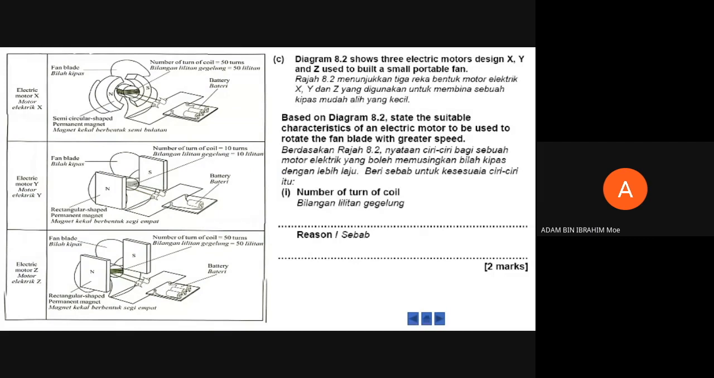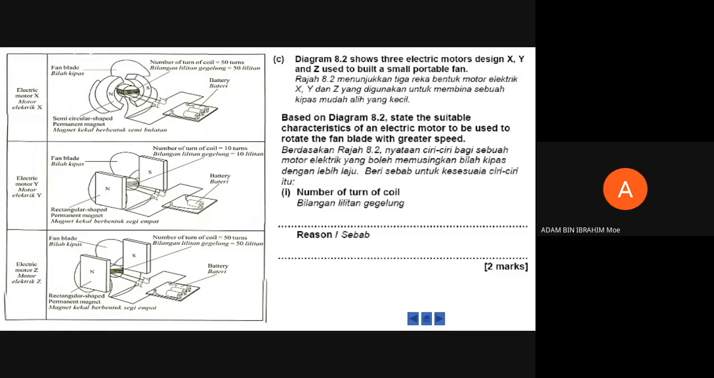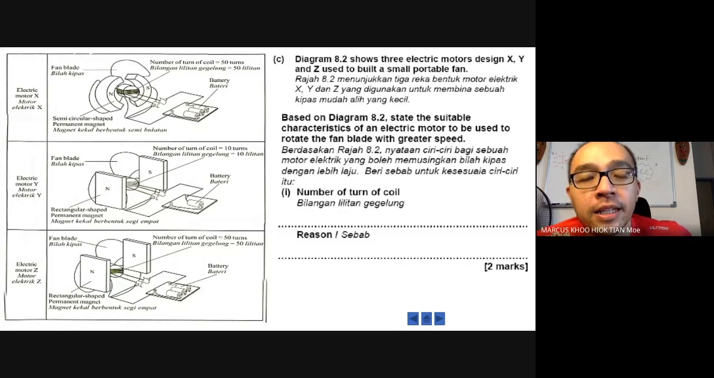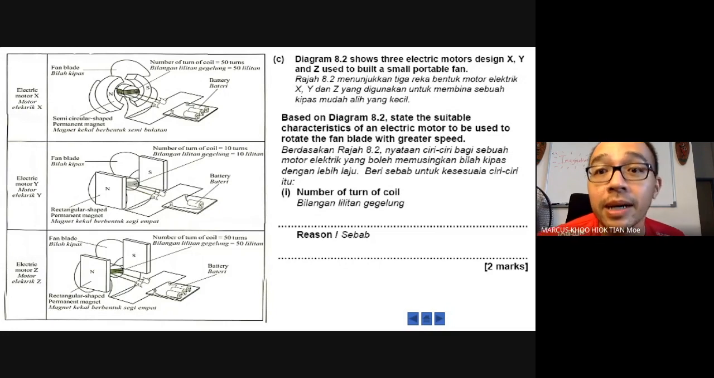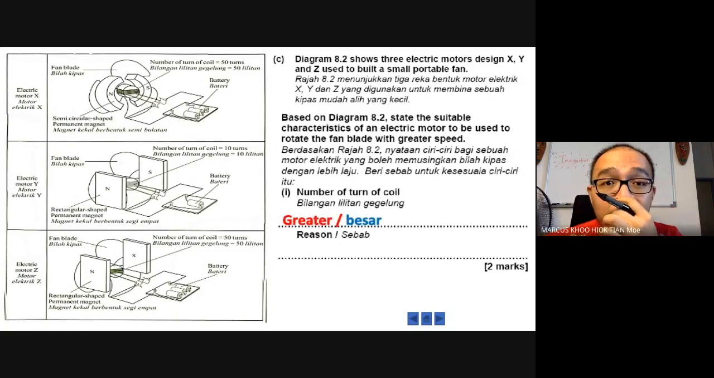A lot, 50 turns. Why? To increase the speed of rotation. Okay, thank you. So number one, and as I've mentioned much earlier and many times, we never give the number. The first answer was much better. Adam, a lot. Or we say a bigger number of turns. Never give the number in case you miss the mark.